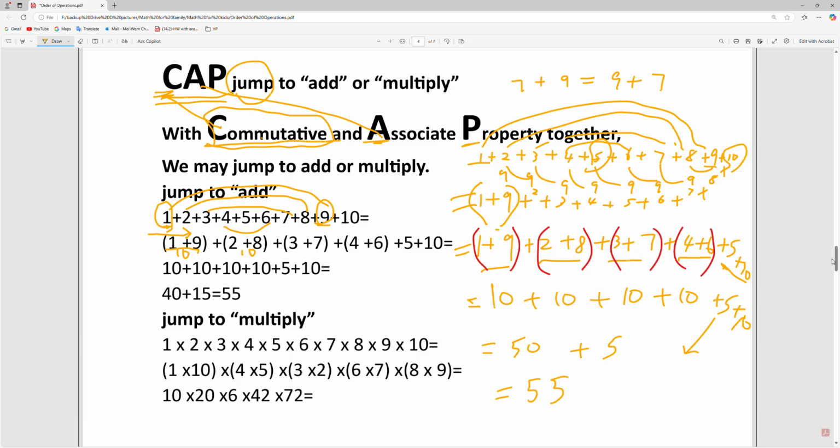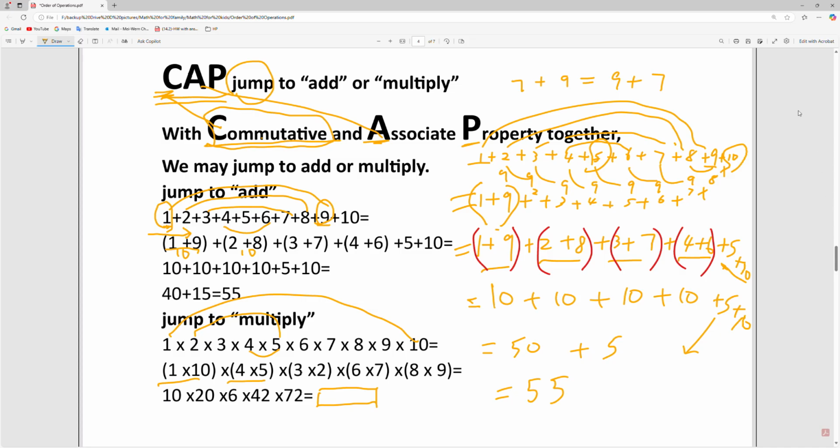Same thing. You can jump to multiply. Like 1 times 10 is 10, easier. 2 times 5 is also 10, but I didn't do it here. Okay, that's okay. 4 times 5, 20, right? You can choose whatever way is easier for you to calculate, and then you group them together, make sure it's easy for you to calculate. I don't think this number is easy to mentally calculate, but just a fun example. Okay?